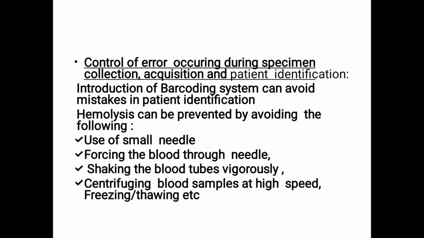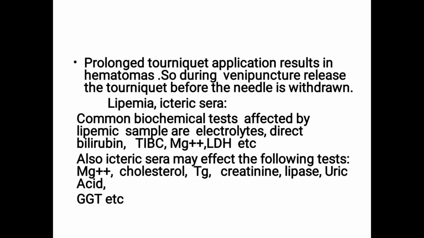Shaking the blood vigorously. When you are mixing with the anticoagulant, you have to mix slowly, not vigorously. Centrifugation is usually 2000 to 3000 rpm. If you use a very high rpm, there is a chance of hemolysis. Immediate freezing or thawing, for example putting EDTA blood in the refrigerator, there is a chance of hemolysis. We have to be careful about it. Prolonged tourniquet application, we have to remove the tourniquet after venipuncture, before removing the needle, otherwise there is a chance of hematoma, swelling, and also hemolysis.